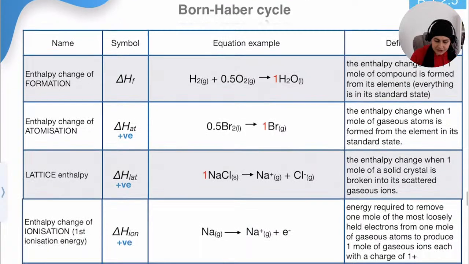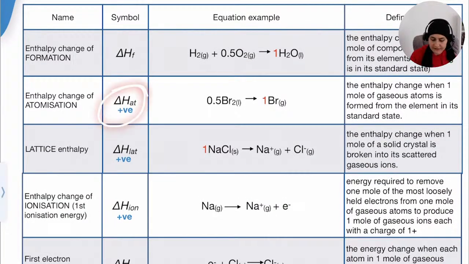Then an enthalpy change of atomization. It's always positive, and it's when 1 mole of gaseous atoms is formed from the element in its standard state. So when you're balancing it, for example, for bromine, it would look like this. You're forming 1 mole of Br gas atoms from its element in standard state. Bromine exists as Br2 liquid, so you put 0.5 to balance it so that you have 1 in front of Br. It's always positive, always endothermic, because you need energy to break the bond.